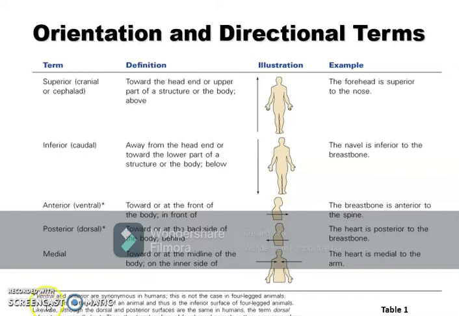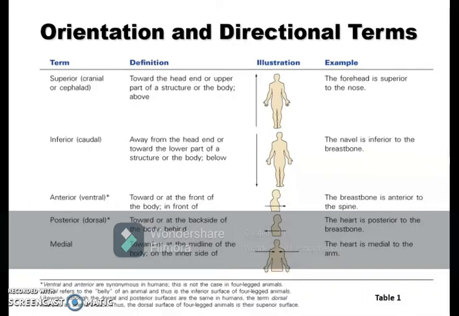Now, take note, ventral and anterior are synonymous in humans. This is not the case in four-legged animals. Ventral refers to the belly of an animal and thus is the inferior surface of four-legged animals. Likewise, although the dorsal and the posterior surfaces are the same in humans, the term dorsal refers to an animal's back. Thus, the dorsal surface of four-legged animals is their superior surface.